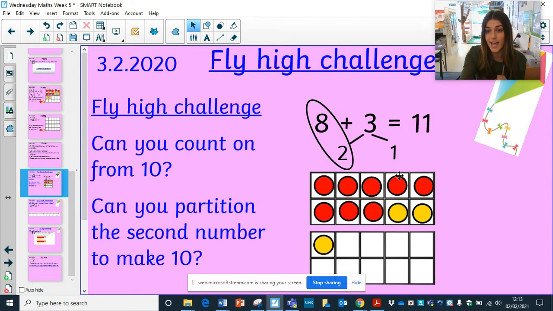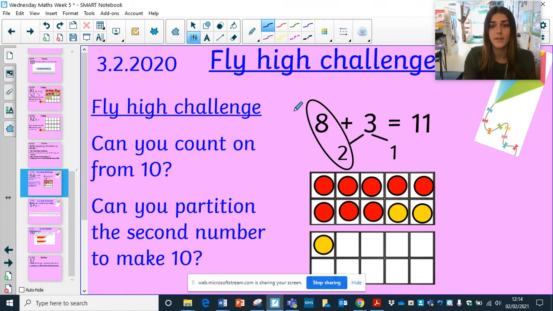You can see the red, there's 8. And then you can see 2 yellow, so 8 and 2 make 10. Then you need to think what is left in the number 3, because you've taken 2 out, which leaves you the number 1. So this number here, the 8 and the 2, that makes your 10.